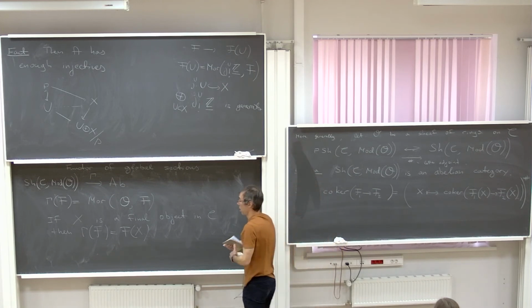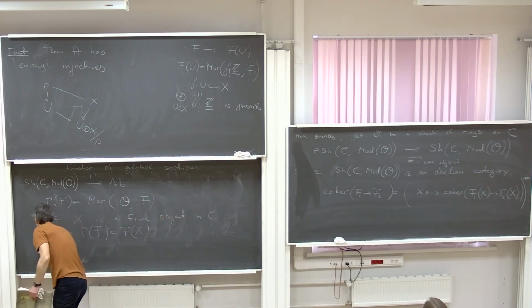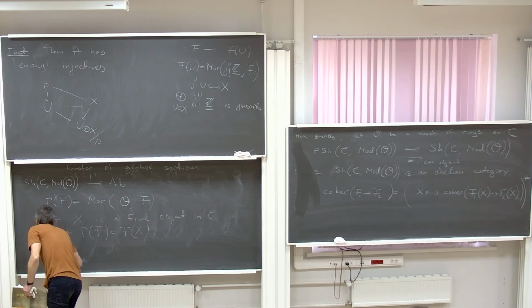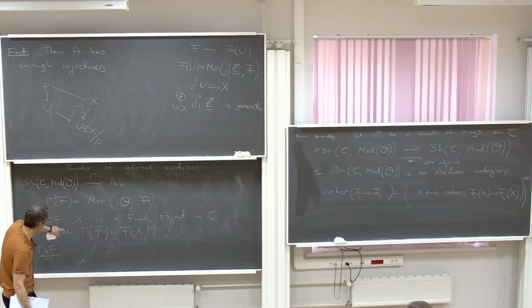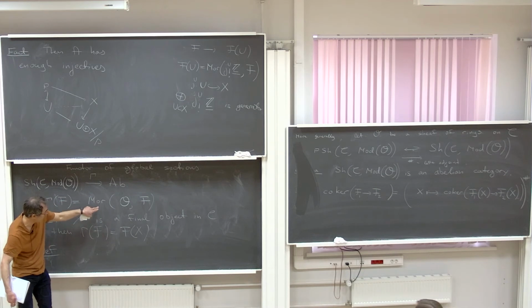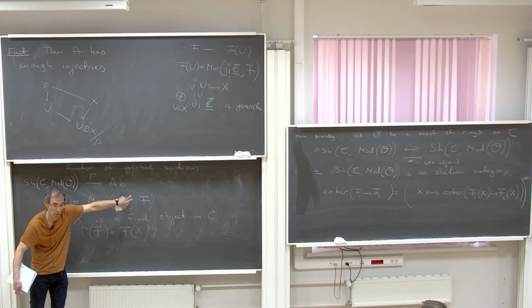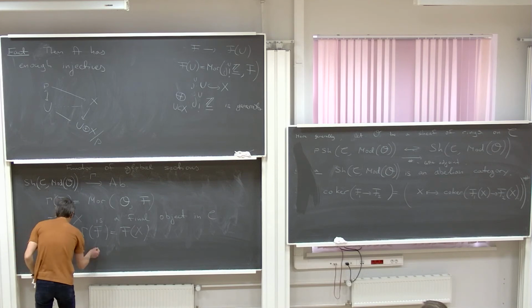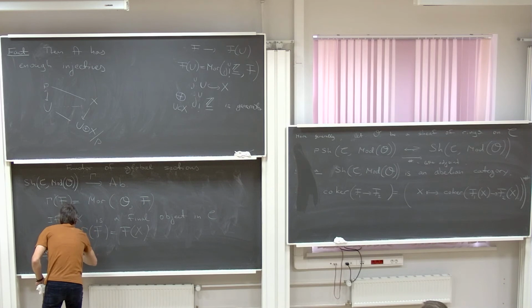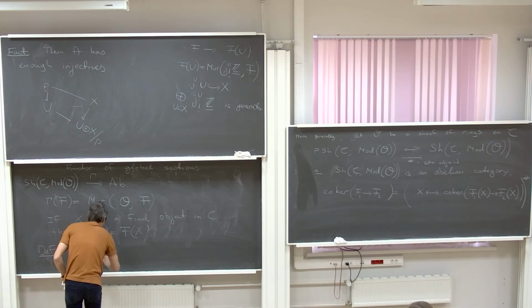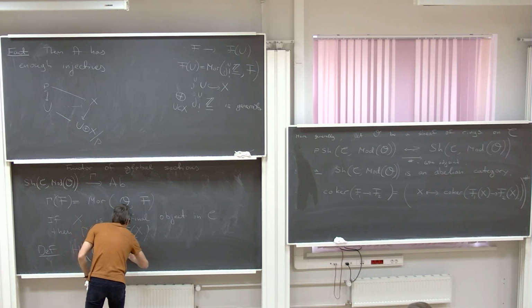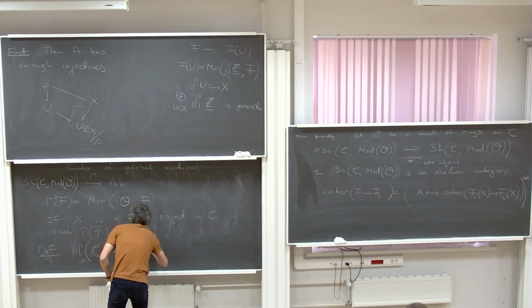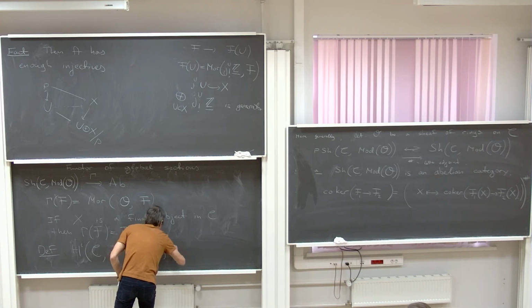And so the definition now is that this functor, because it's a morphism in an abelian category, right? Hom is always left exact, so this is a left exact functor, and we can take its right derived functors. So cohomology of a sheaf on a site is defined to be the right derived functors of global sections. Very good.